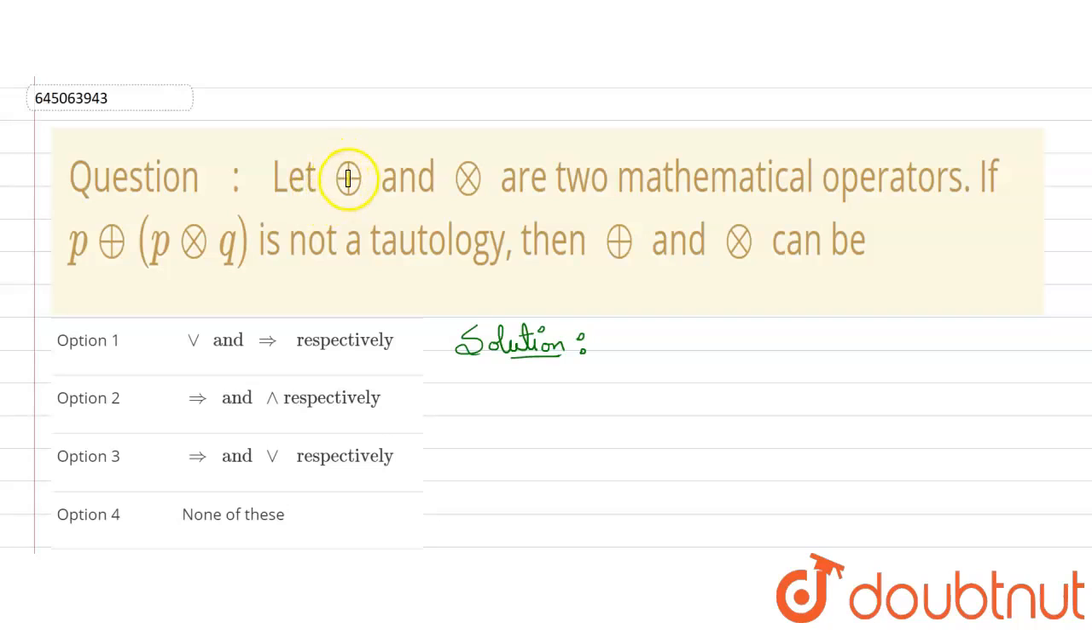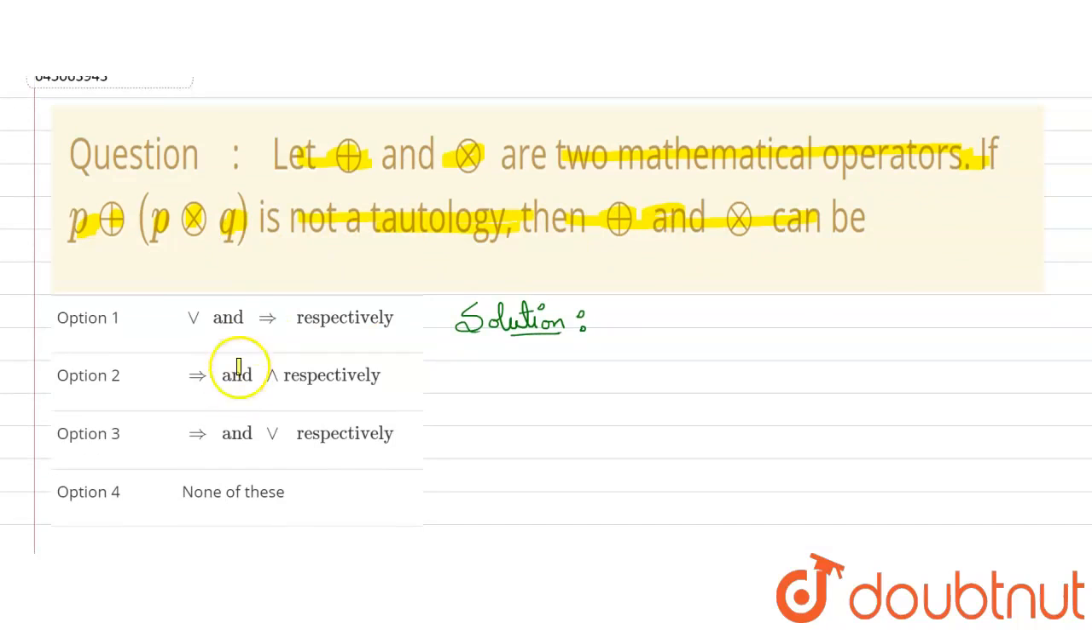Hello everyone. In this question, it is given that let ⊕ and ⊗ be two mathematical operators. If (p ⊕ q) ⊗ p is not a tautology, then we need to identify these two symbols here. Four options are given, and we need to check which of the options is correct.